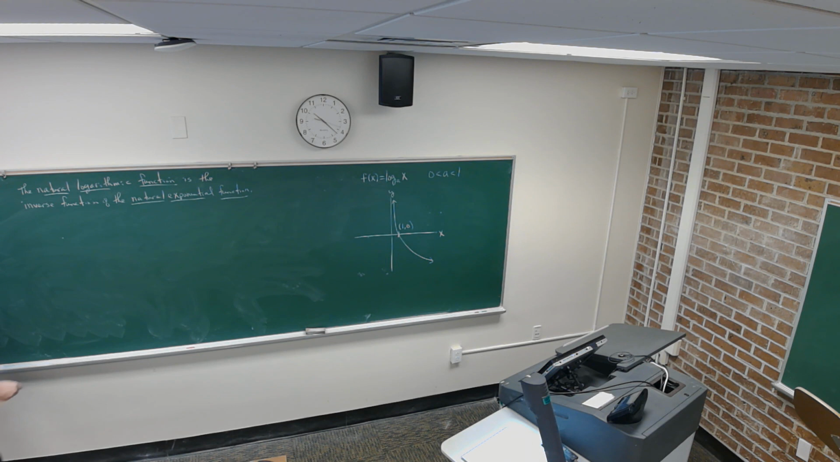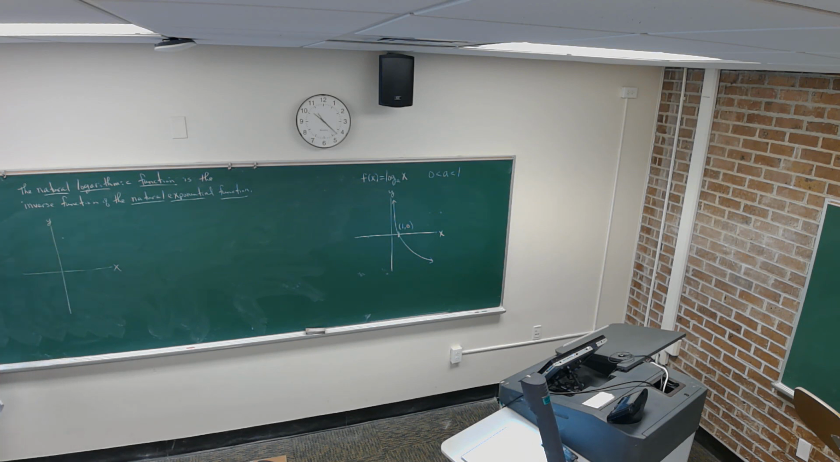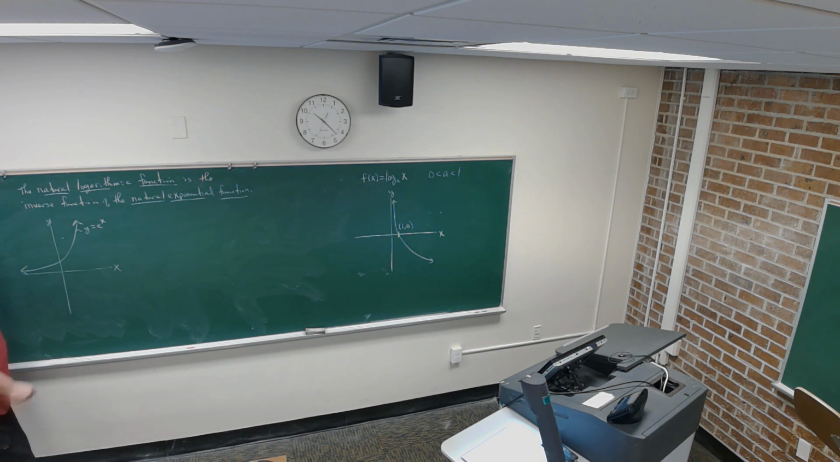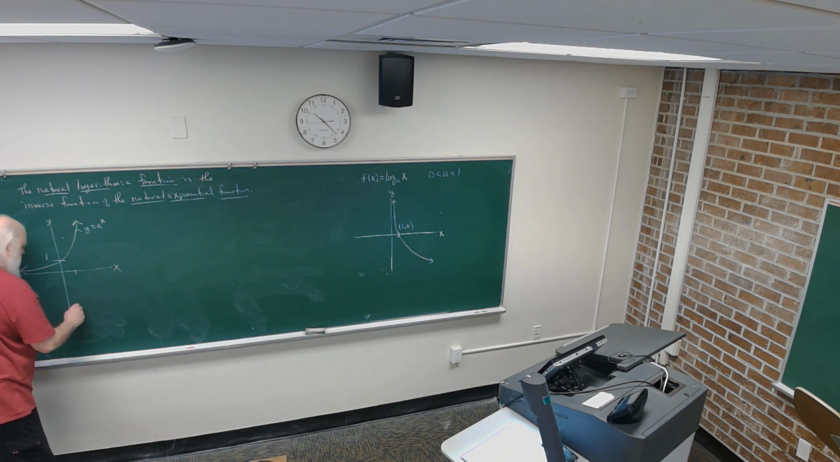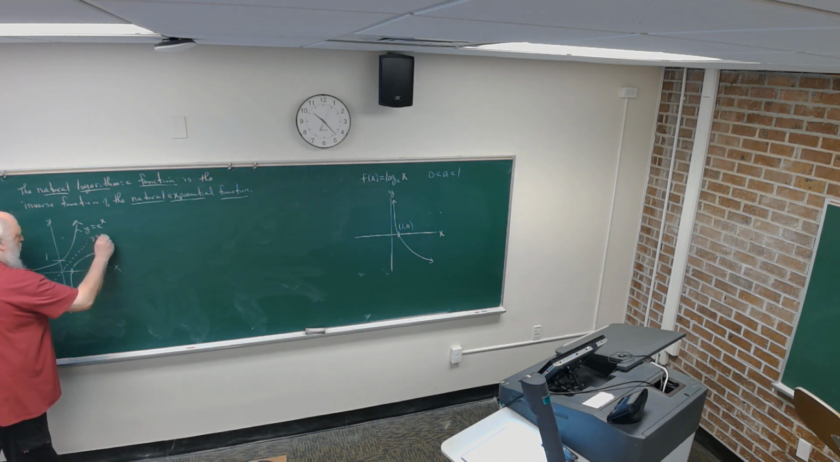So the natural exponential function is y equals e to the x, if you recall. So here's the graph of y equals e to the x. It crosses the y-axis at y equals 1. The natural logarithmic function then looks like this. Remember, inverse functions are reflections of each other across the diagonal line y equals x.